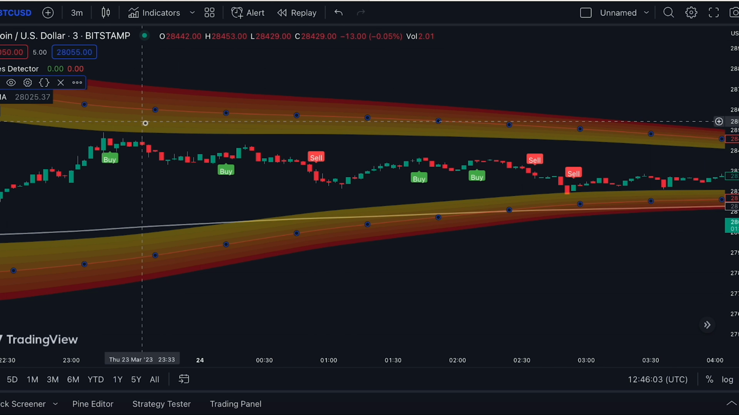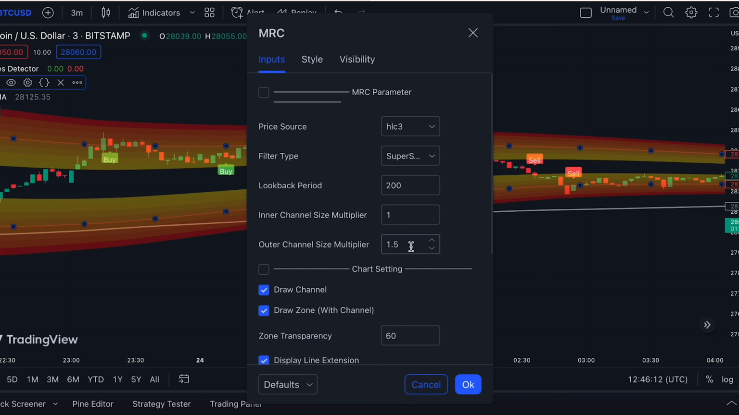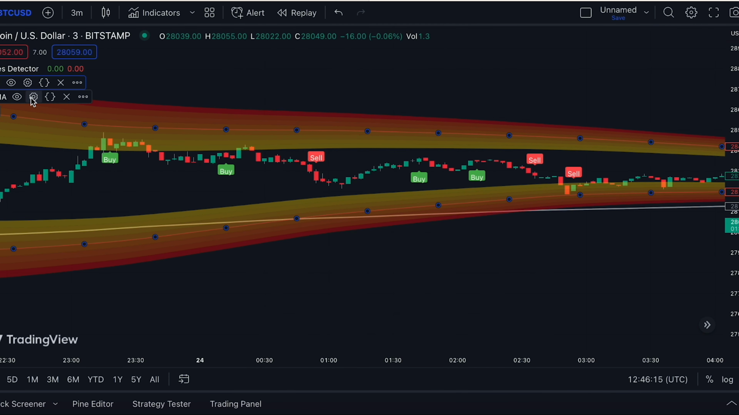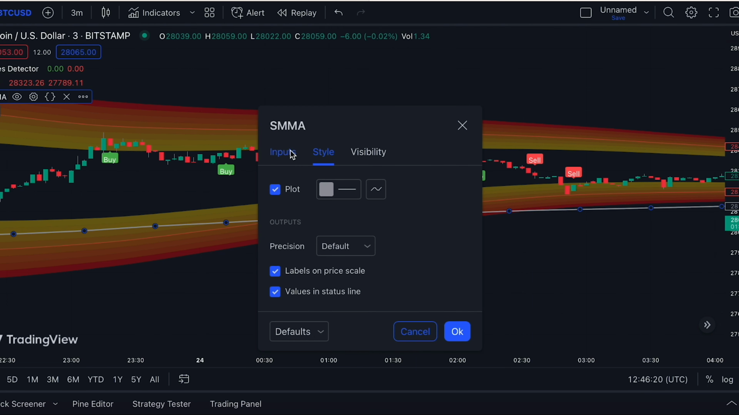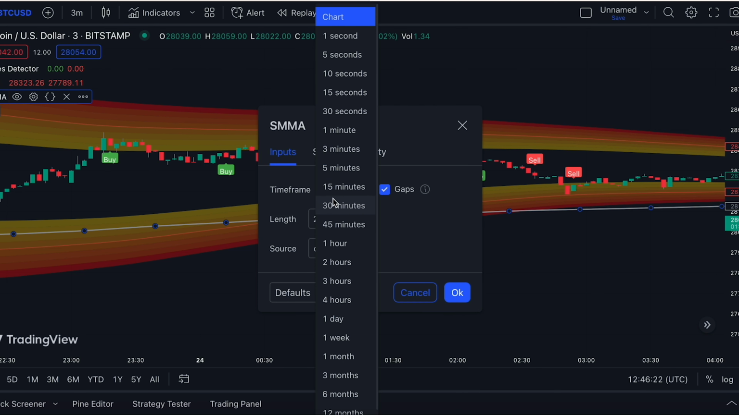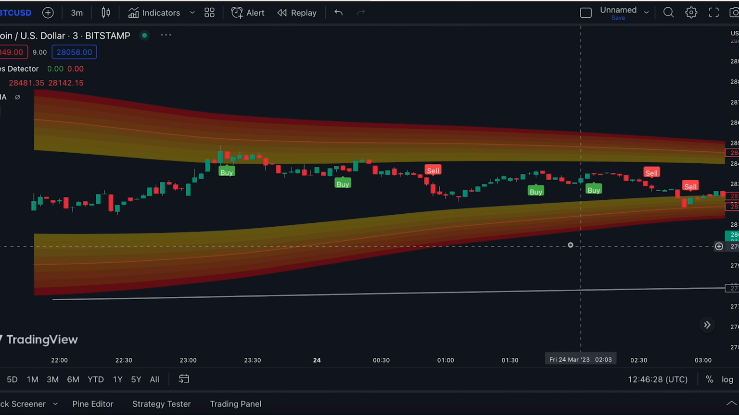Make the mean reversion channel tighter by setting the multiplier to 1.5 instead of 2. You can also change the SMA time frame, which will affect the amount of signals. For example, if you're using a 3-minute chart, set the SMA time frame to 15 minutes. Obviously, these adjustments will reduce signal accuracy, but you can compensate by adding a volume or secondary confirmation indicator to the chart. Okay, so now that you know the trading setup, let's actually do our backtest on a 5-minute time frame and see if the outcomes are reasonable or not.